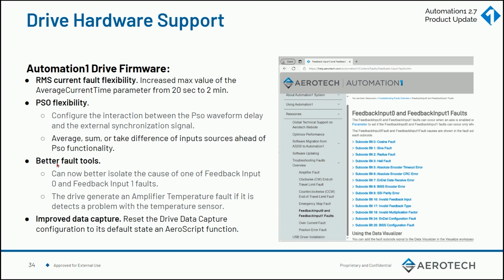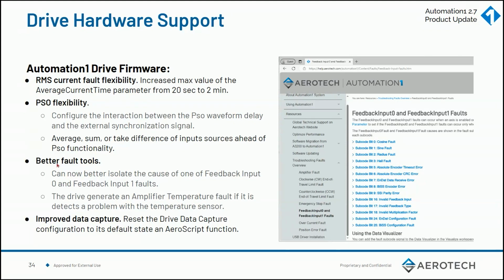You can also now do an average, a sum, or take a difference of two input sources ahead of PSO functionality. So if you are, for example, tracking a stage position with two different encoders, and you want to take the average of those two encoders to use as your PSO tracking input, you can now do that.